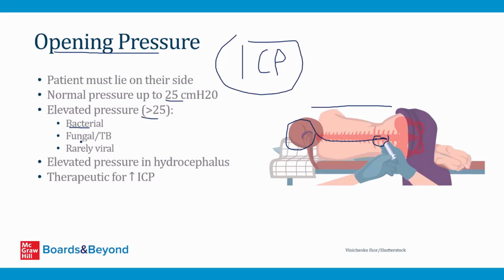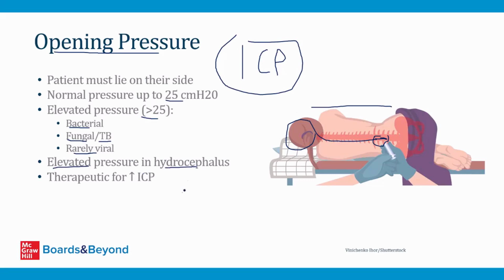You also often see elevated opening pressures in patients with fungal meningitis or tuberculosis meningitis. It doesn't usually happen in viral meningitis, although it can in some cases. And then remember what I said, the opening pressure is the same thing as the intracranial pressure, so it can be elevated in patients who have any cause of elevated ICP, including hydrocephalus.